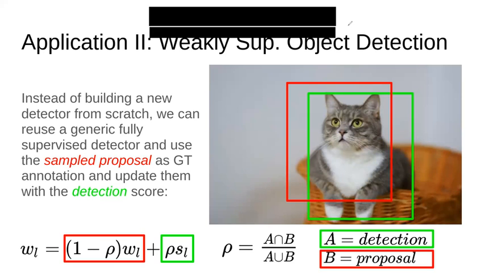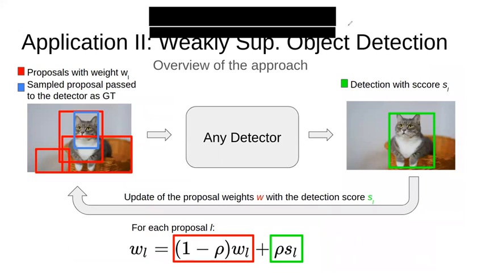The detection gives us a score, and the proposal has a certain overlap with the detection. If the overlap is 100%, the score given by the detection will be associated to the proposal. If the overlap is less, there will also be a weighting to the amount of score that is given to the proposal. So to see the entire process, we can see it here.